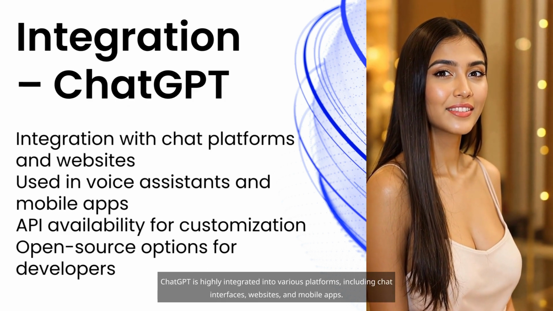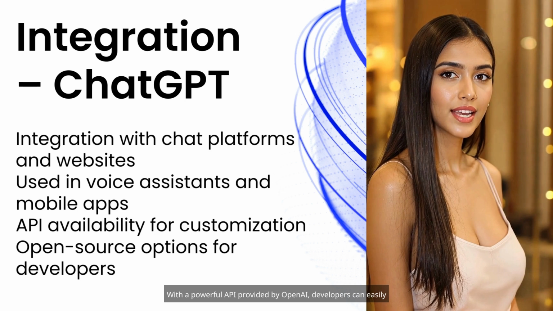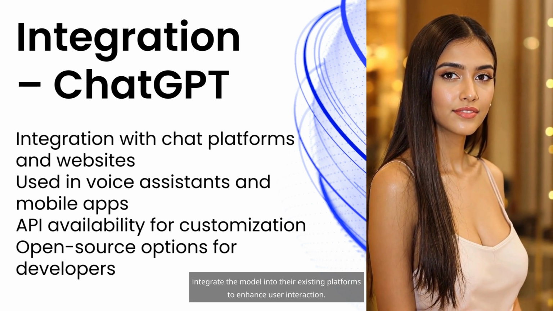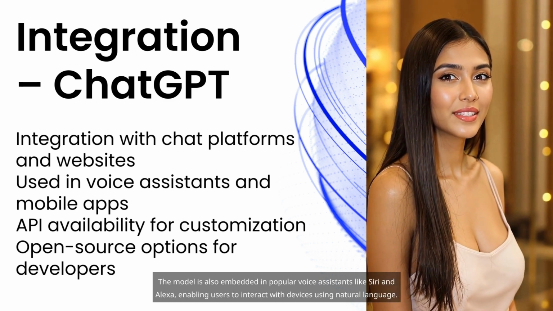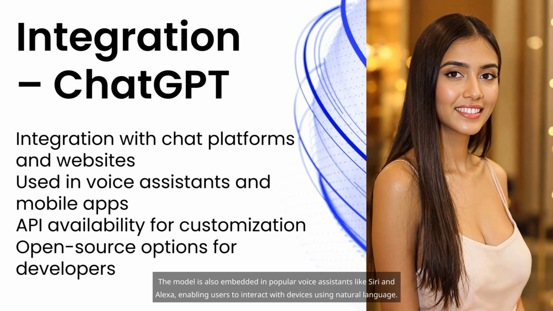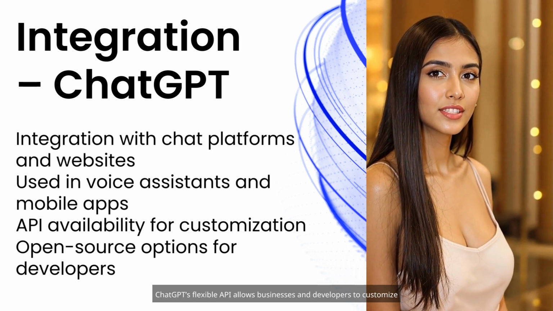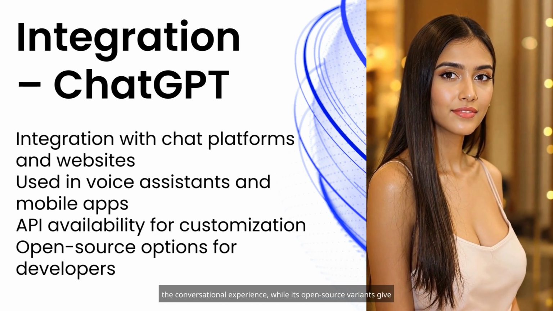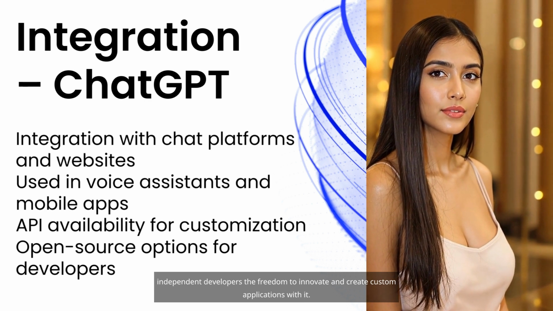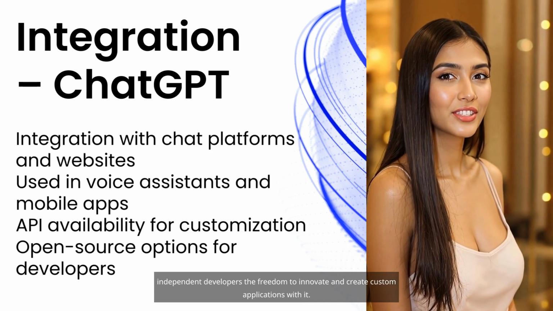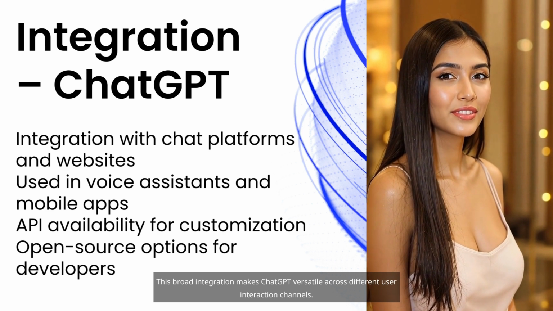ChatGPT is highly integrated into various platforms, including chat interfaces, websites, and mobile apps. With a powerful API provided by OpenAI, developers can easily integrate the model into their existing platforms to enhance user interaction. The model is also embedded in popular voice assistants like Siri and Alexa, enabling users to interact with devices using natural language. ChatGPT's flexible API allows businesses and developers to customize the conversational experience, while its open-source variants give independent developers the freedom to innovate and create custom applications with it. This broad integration makes ChatGPT versatile across different user interaction channels.